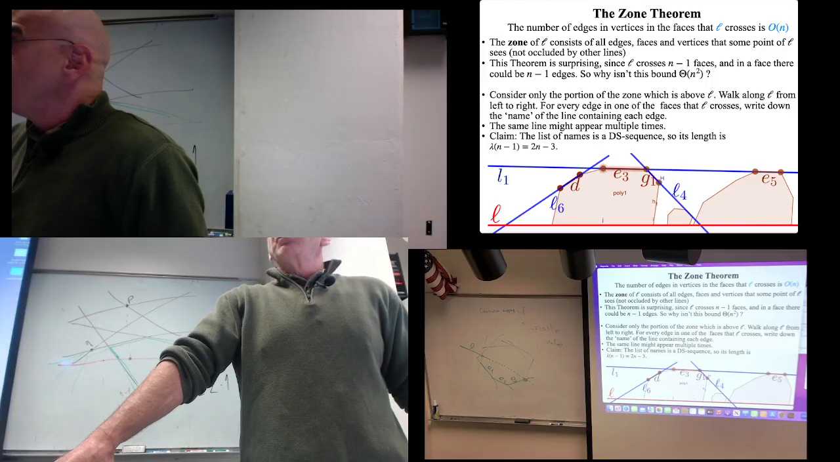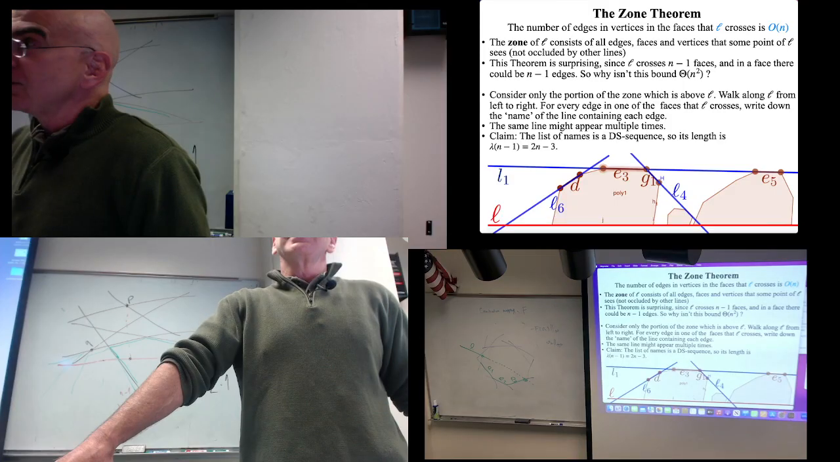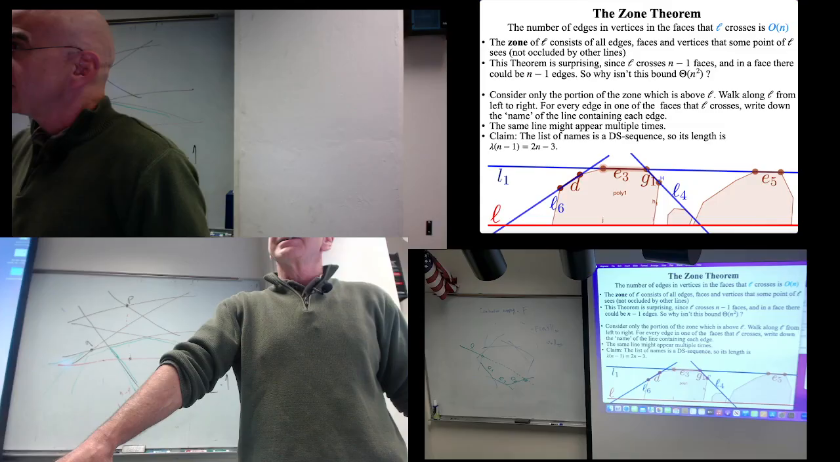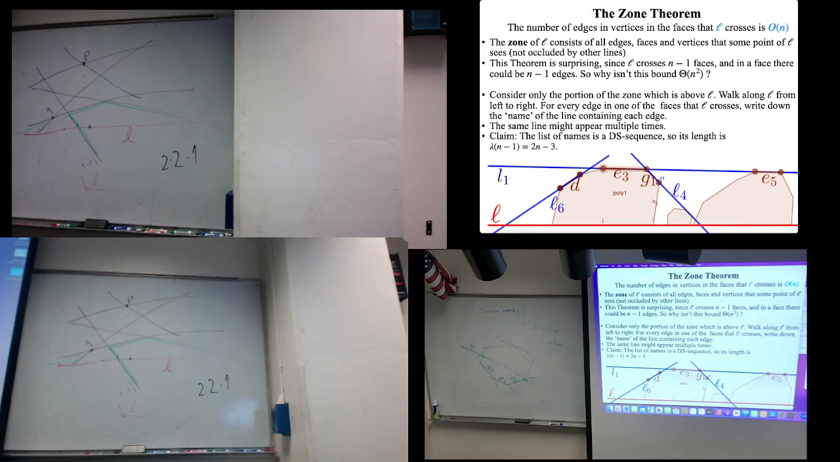And how can I prove that the zone has linear complexity? I'll try to convince you that this sequence of lines that we are going to generate will be a Davenport-Schinzel sequence, no ABAB. How could it be? Doesn't L1 appear multiple times? Yeah, it appears multiple times.